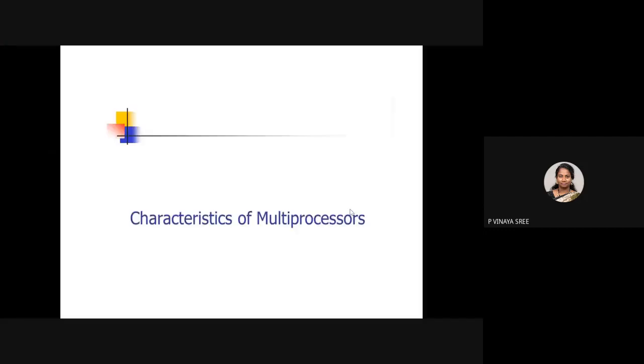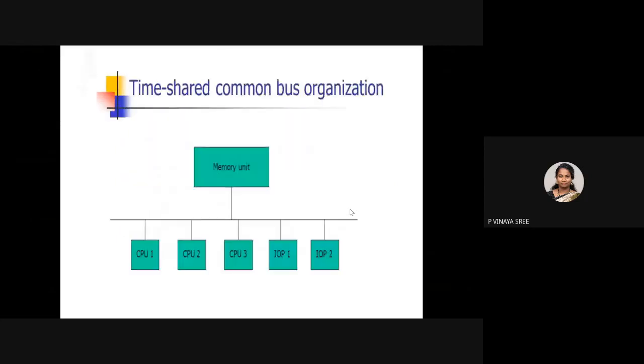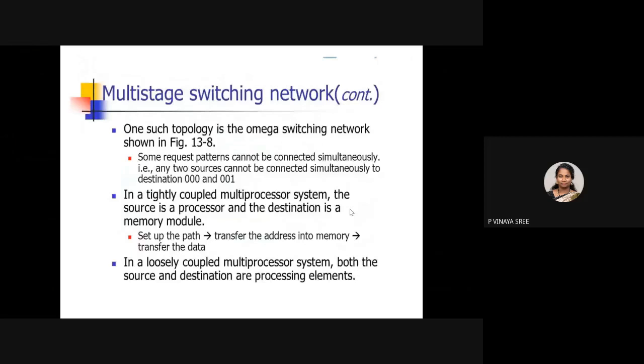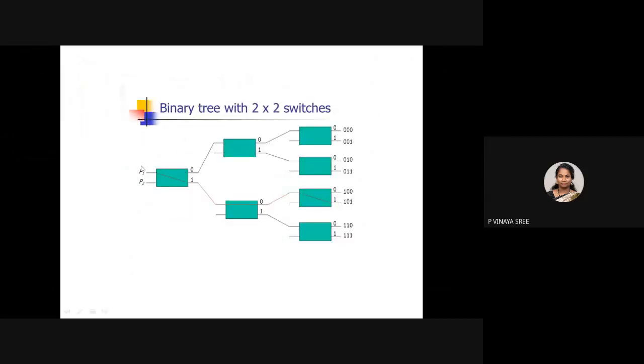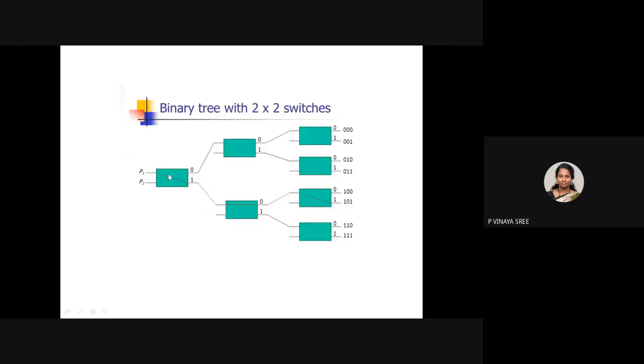So finally, processor 1 accessed the memory module with the binary tree structure. See here, as I just discussed, for example, to connect P1 to memory 101, it is necessary to form a path from P1 to output 1 in the first level switch. This is your first level switch.